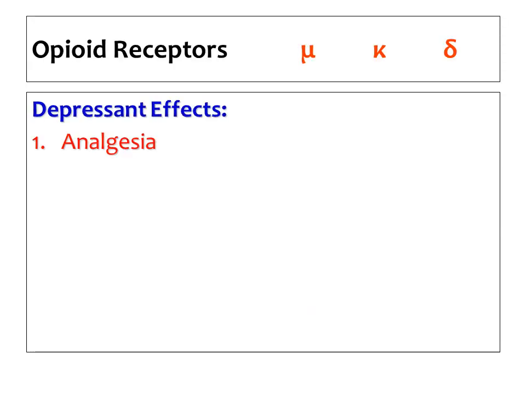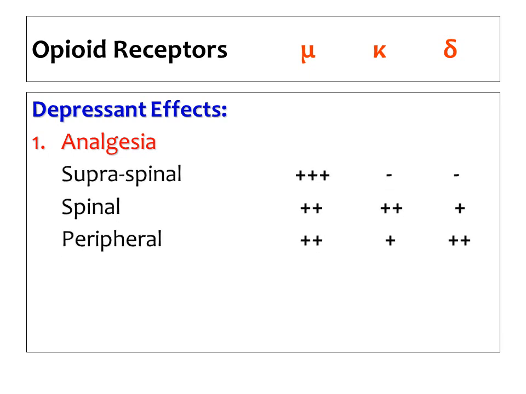So this is the list of opioid receptors. Basically, there are three types of opioid receptors: mu, kappa, and delta. A very important university question, as I already told you: tell the location and functions of various opioid receptors. They have depressant effects as well as stimulant effects. The depressant effect causes analgesia, relieving the pain at supraspinal, spinal, and peripheral levels. As you can see, mu receptors affect all types of analgesia at various levels, whereas kappa and delta receptors have negligible effect on supraspinal analgesia.